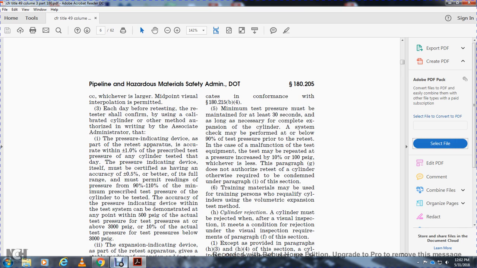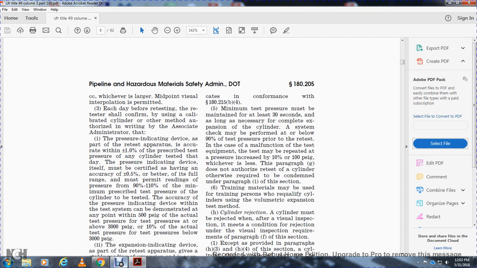In case of a malfunction of the test equipment, the test may be repeated. The pressure is increased by 10% with a 100 psi gauge, unless paragraph G does not authorize the retest for a cylinder otherwise required to be condemned under paragraph I of this section. Training materials may be used with trained personnel for requalifying cylinders using the volumetric test system.